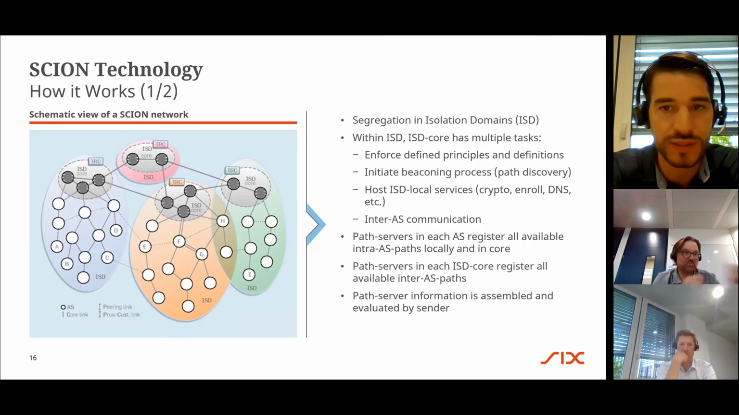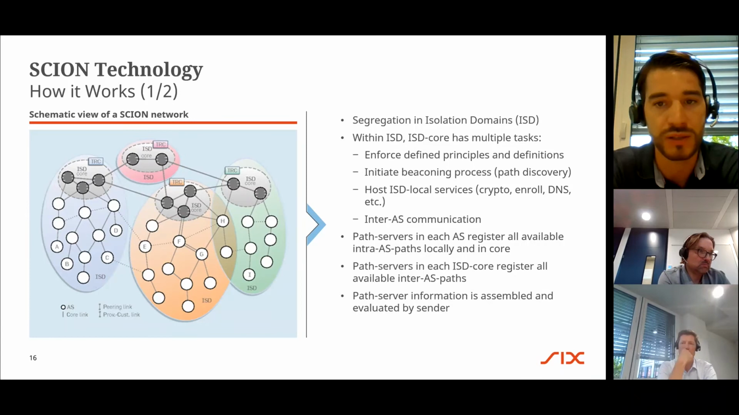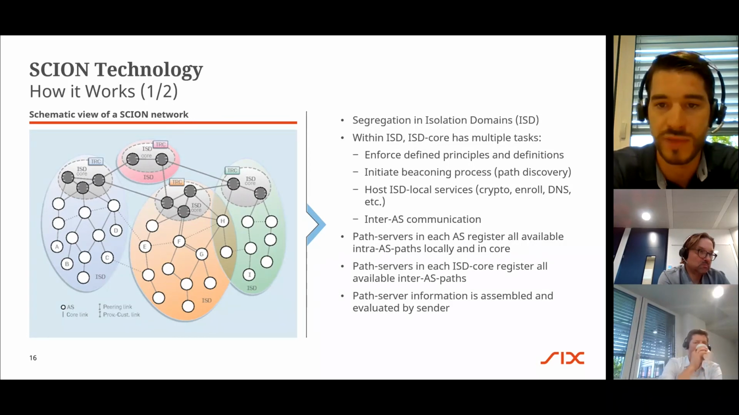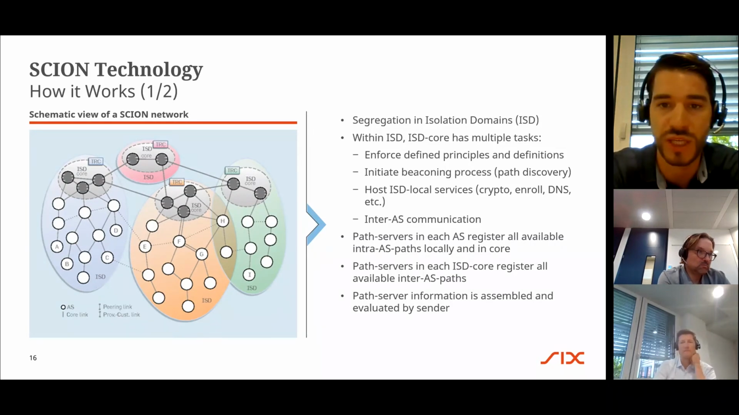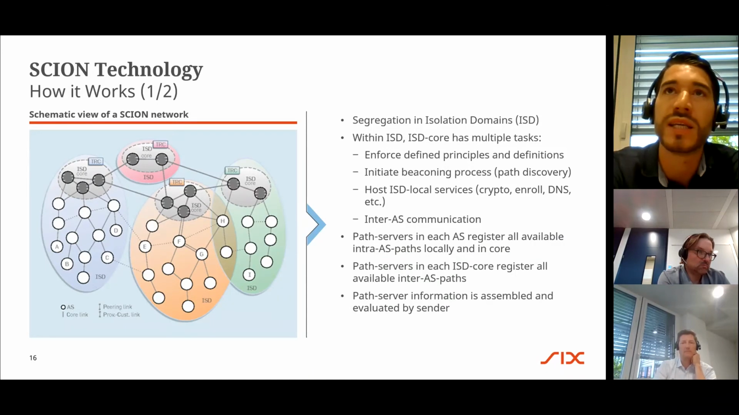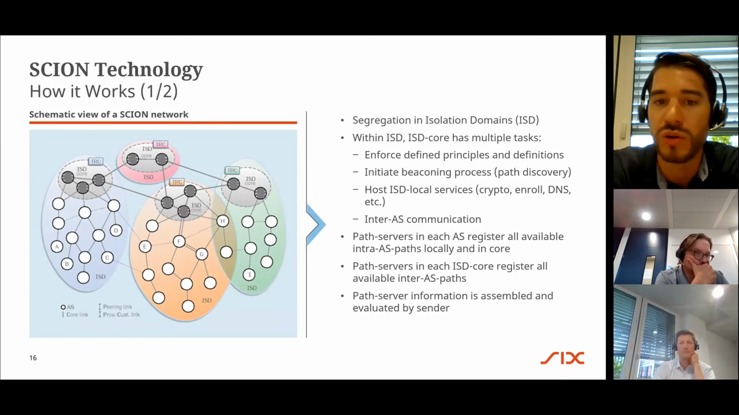Additional services or tasks that are executed in the ISD core are enrollment of new members, interconnection to different ISDs, as well as DNS, and maybe in future also an implementation of NTP. One point to be added here, DNS is not yet fully implemented in the products for Ssfn, so DNS needs to be part of the technology. It is described in the book, but there's no product yet that implements this solution. That's to come in the future.